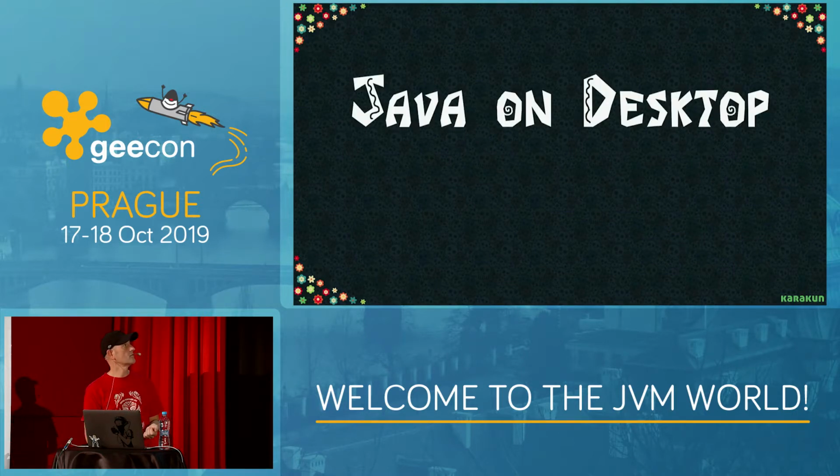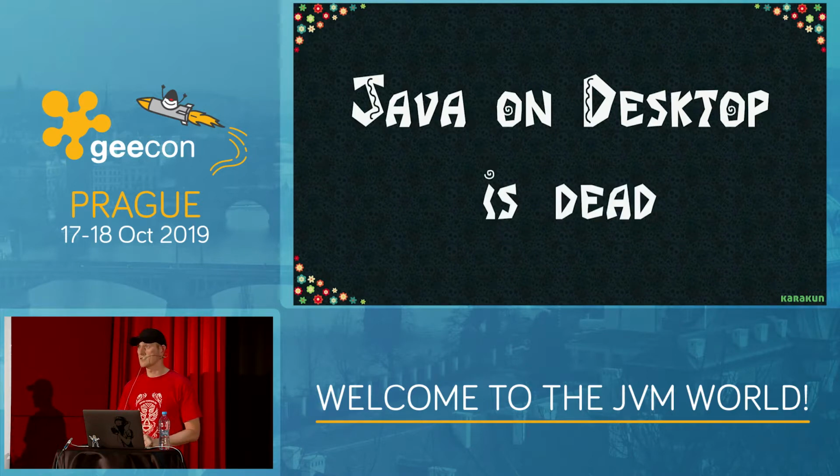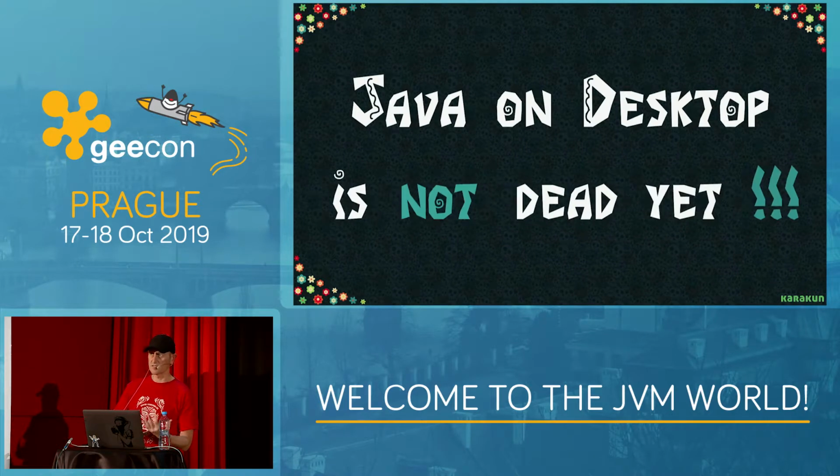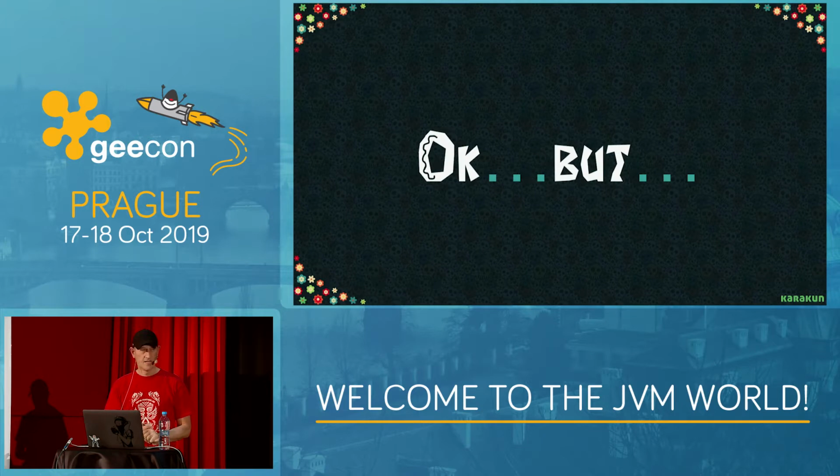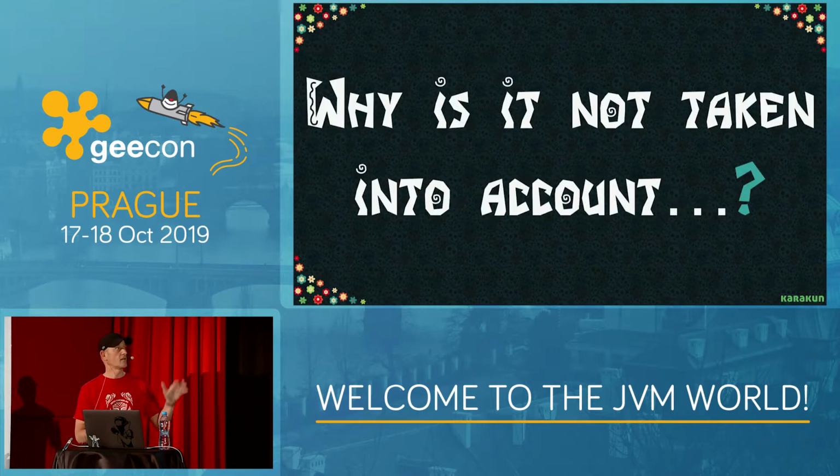So Java on desktop is dead. That's what everybody says for years, but it seems it's not dead yet, right? So it's still in use, and just because nobody's talking about it doesn't mean it's not there. Unfortunately, it's hard to convince people that it's still available. So the problem is, if it's not dead, why is it not taken into account then? What is the problem here? Why don't people really use it or start using it?